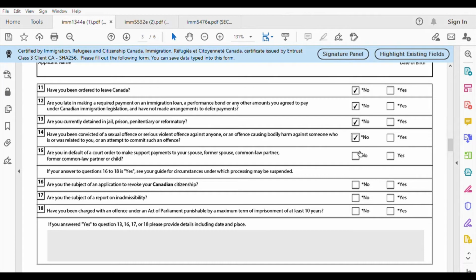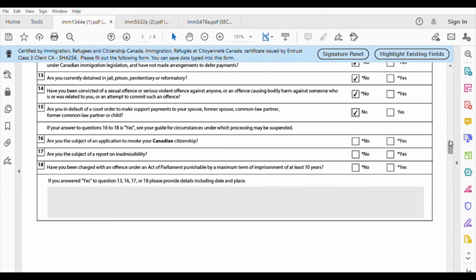Let's say no. It depends on your case, but in our case we say no. If you answer to questions 16 to 18 yes, see your guide for circumstances under which processing may be suspended.